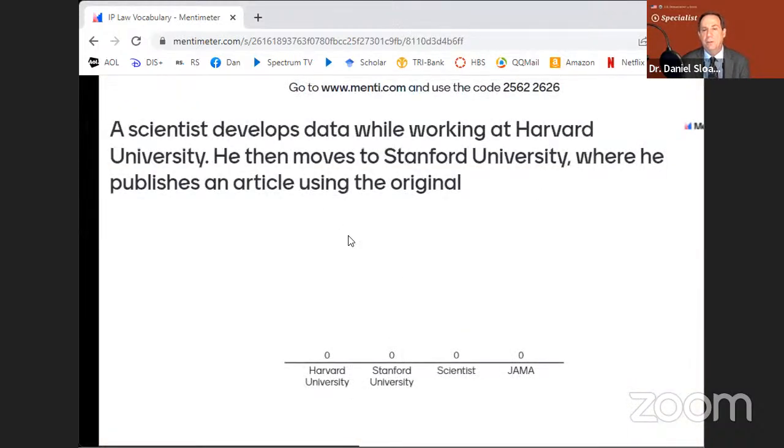So let's have another question here, and I'm going to throw you a question that is maybe not related to the slide I just showed you, but is related to the topic. A scientist develops data while working at Harvard University. He then moves to Stanford University, where he publishes an article using the original data. So who owns the copyright?